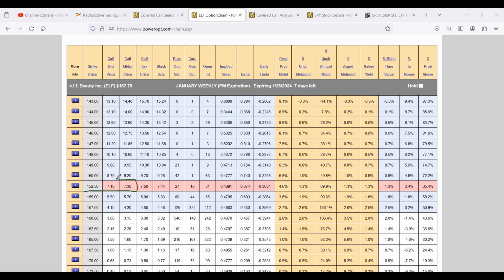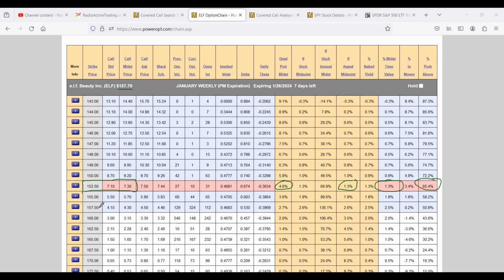I'm getting $7.30 at midpoint for the in the money 152.50, which gives me a 65.4% probability. 1.3% time value, which is my potential return, and I have a 4.6% downside protection. In the next 7 days, the stock can drop almost 5% before technically losing money on the position. I'm at break even.